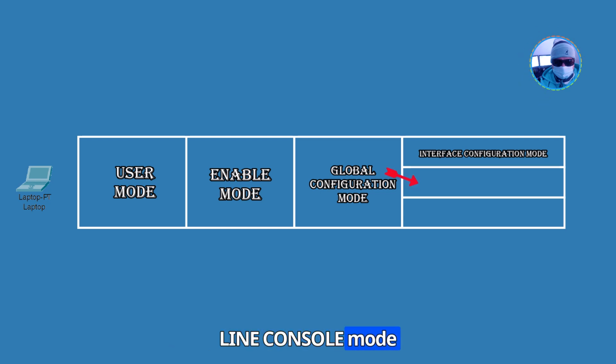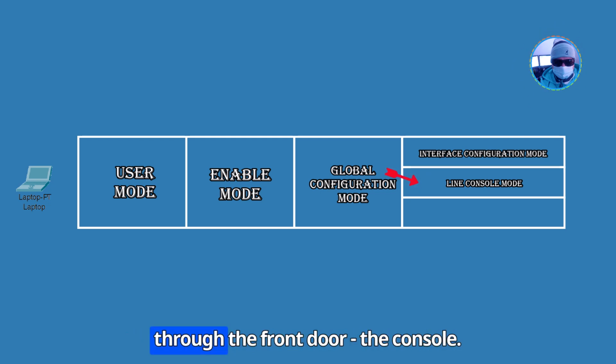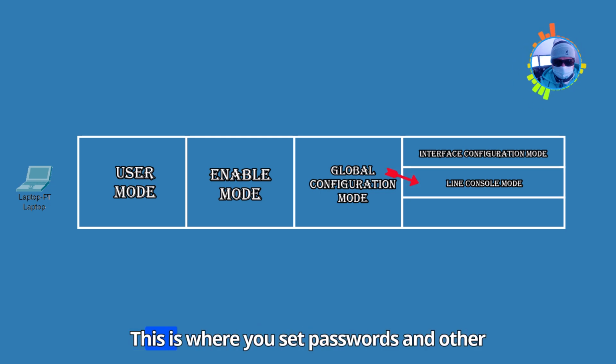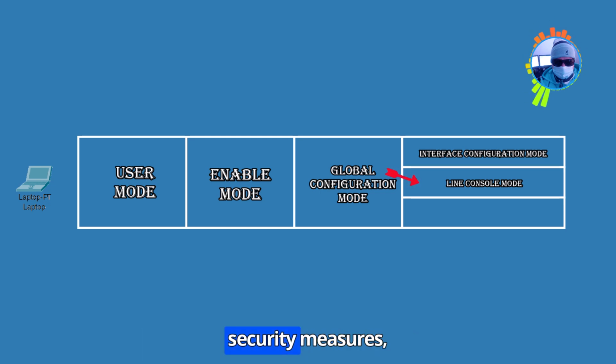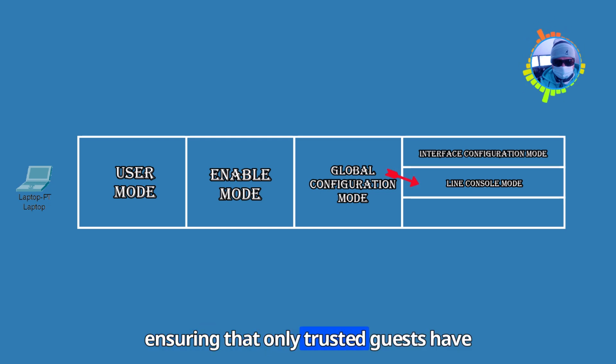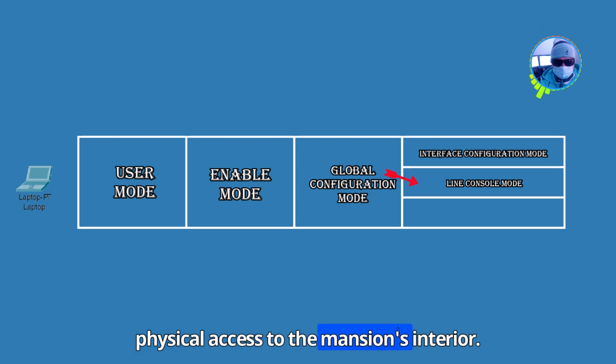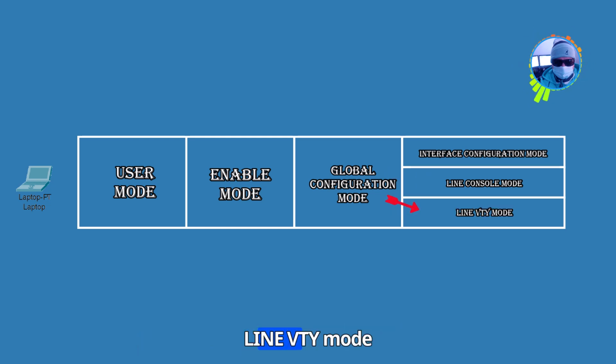Line console mode. Securing the front door. Another important room is line console mode, where you manage who can enter the house through the front door of the console. This is where you set passwords and other security measures, ensuring that only trusted guests have physical access to the mansion's interior.